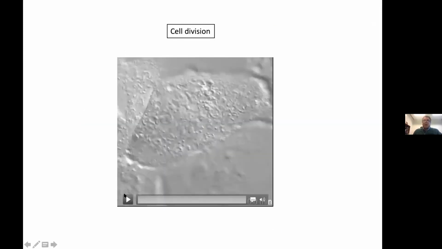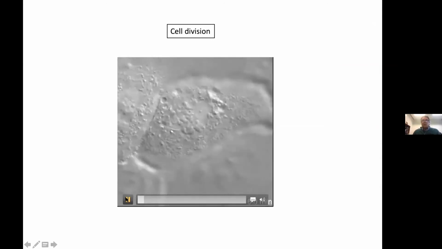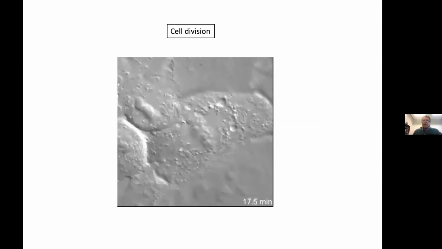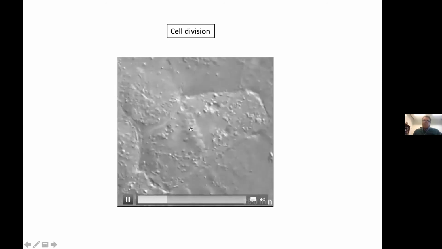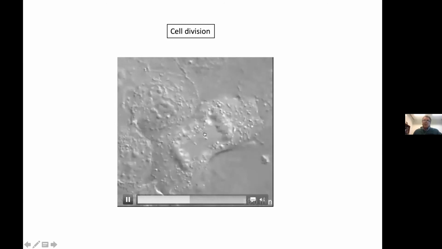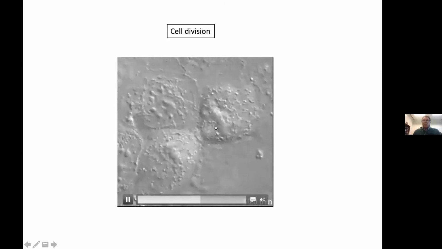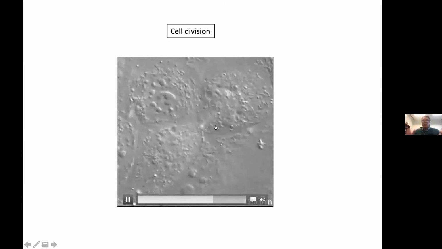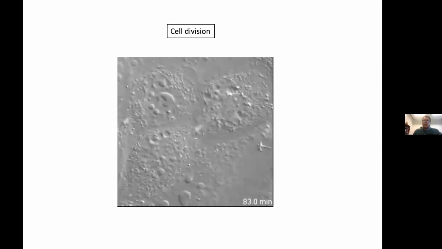Here you have a human cell. This is also a tissue culture cell, and you can see here the chromosomes in the middle, and you can see how the cell will separate the two complements of the genome because it duplicates the genome and eventually forms the two cells at the end.